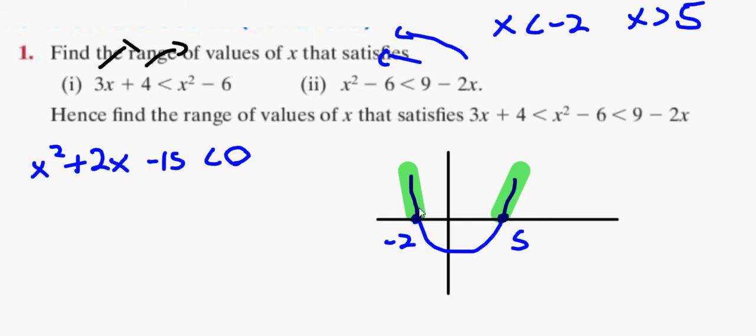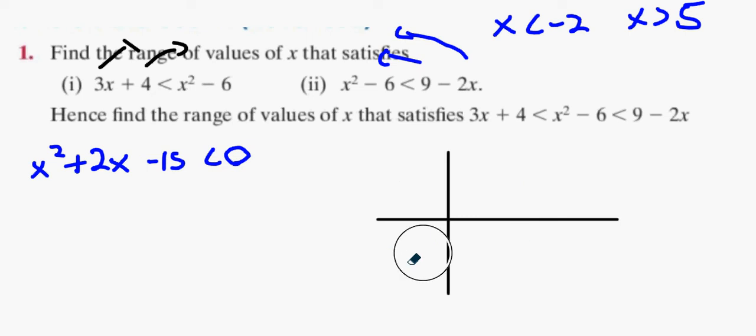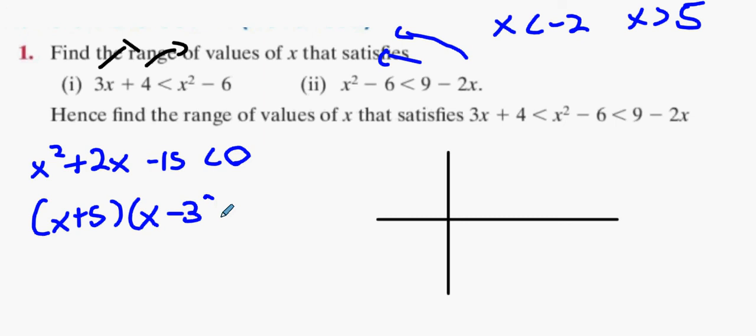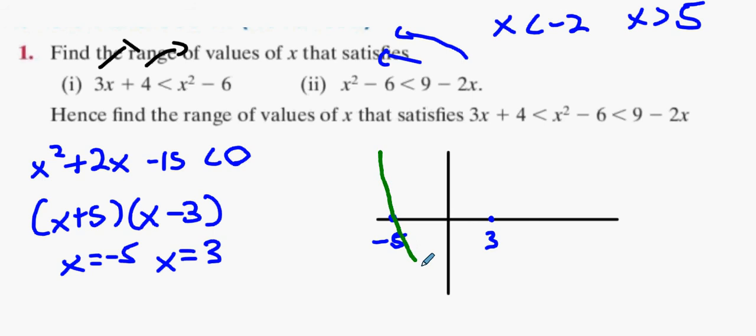Now, once again, it's a U-shaped function and you want to know where it crosses. So we go for x plus 5 and x minus 3, and x equals 3 and x equals minus 5. So you're minus 5 and you're 3. Okay, it's a U-shaped function, but this time what are we looking for, lads? This time what are we looking for? Above or below?